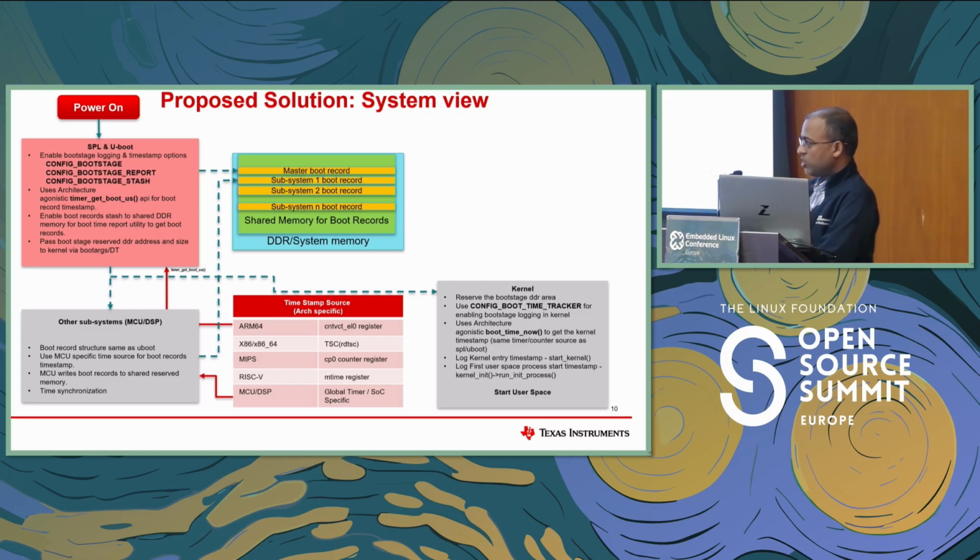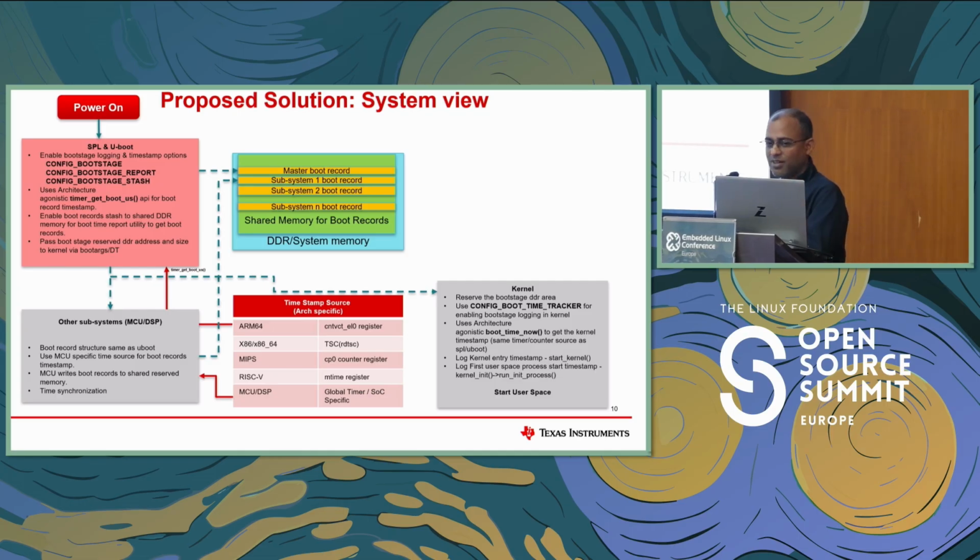Here again, we pass the reserved area, the shared memory area, using the device tree or the boot args. Currently, we are doing it using the device tree. You pass the size and area using the boot args to the kernel. So the kernel will reserve that area so that no other subsystem within the kernel can use that area.